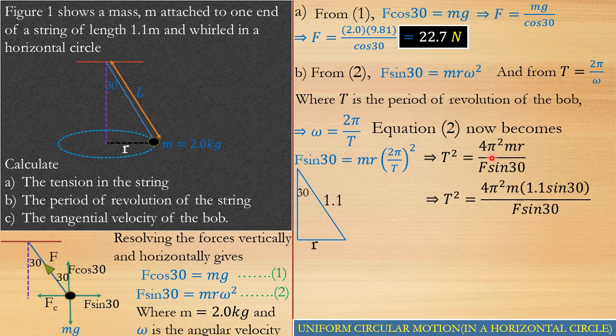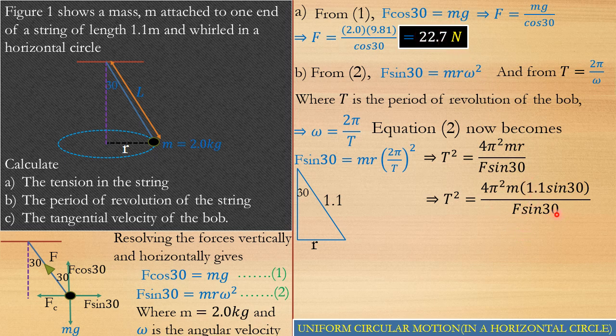1.1 sine 30 over f sine 30. So sine 30 and sine 30 can cancel, guys. We know the value of f, right? We calculated it here already. But friends, keep in mind that this 22.7 is an approximate answer, okay? It is highly approximated to 1 decimal place. We are not going to use this approximated answer. We are going to use the 4 decimal place answer, okay?